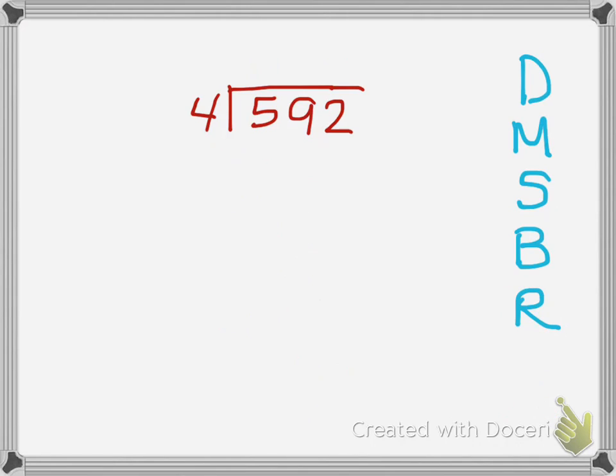Let's try another one. We're going to do a 3-digit number. It really doesn't matter if you have 2, 3, 4, 5, or even more digits in your dividend. The steps are still the same. All right, as you can see, we still have the D, M, S, B, and R written down the side of the screen to help us remember if we should get stuck. Those are our steps.